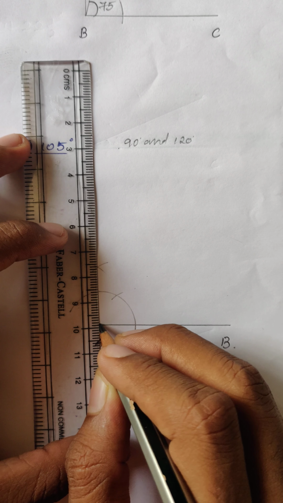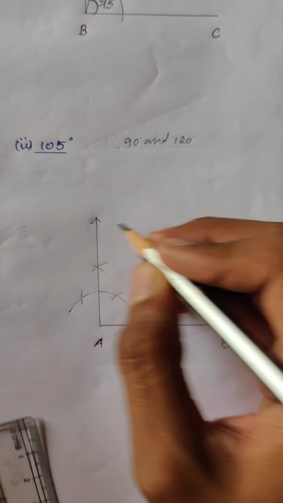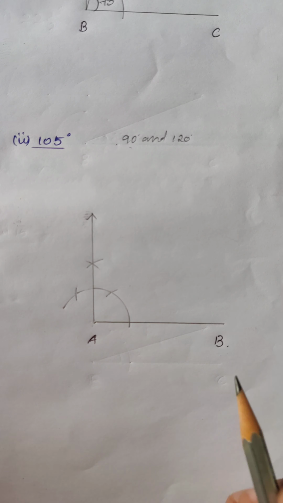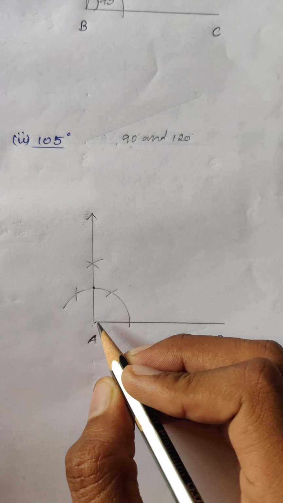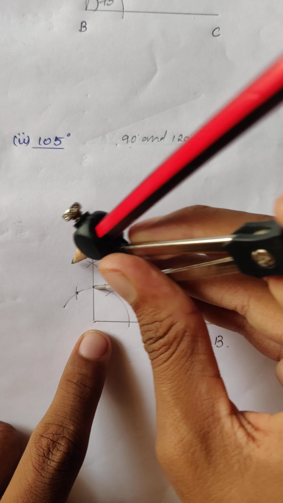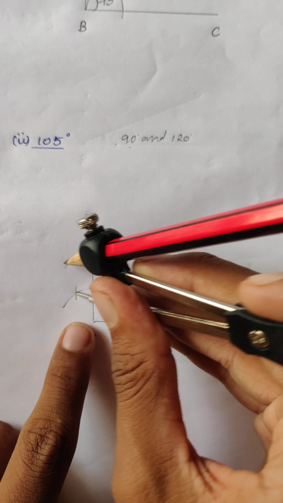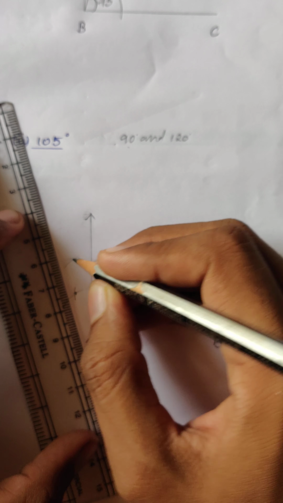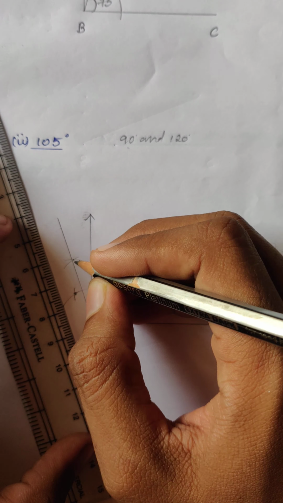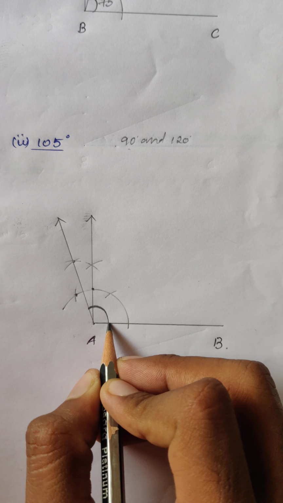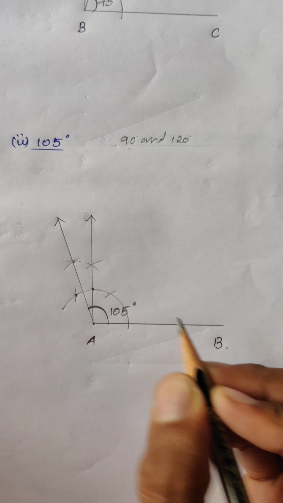Now since we have been asked to draw 105, as we know 105 lies between 90 and 120. So this is 90 degree and we all know this is 120 degree. So we need to bisect these two. From 90 I am going to cut an arc, and from 120 I am going to cut another arc. Wherever these two arcs meet, that needs to be joined from A. From here whatever angle that is formed, that will be 105 degree.